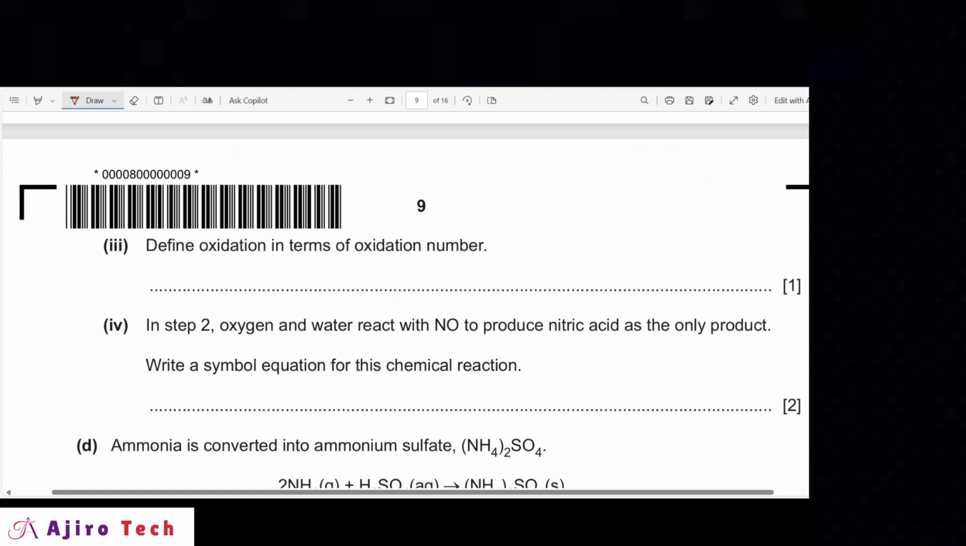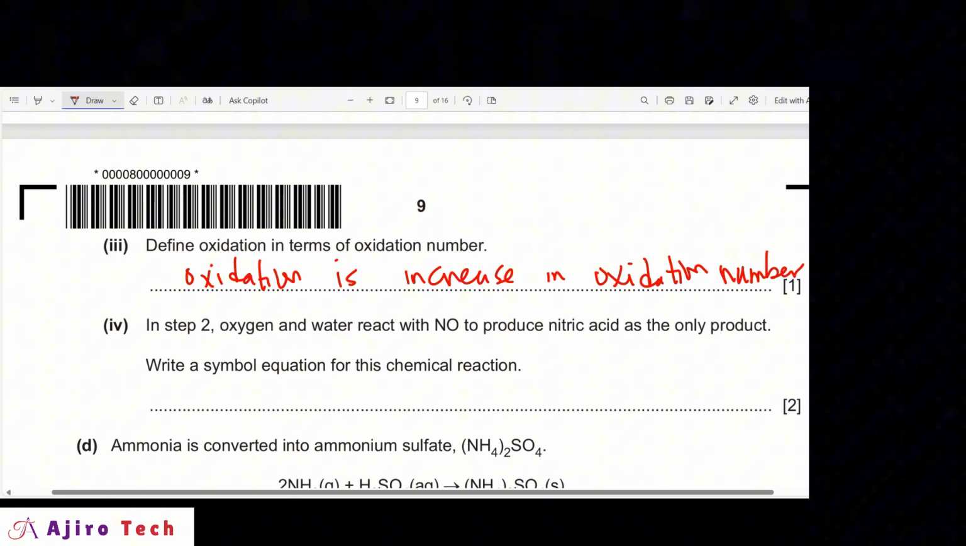Okay, so define oxidation in terms of oxidation number. Oxidation is an increase in oxidation number. This is how to define oxidation in terms of oxidation number. And if you're looking at reduction in terms of oxidation number, that's the opposite. So, a decrease in oxidation number.